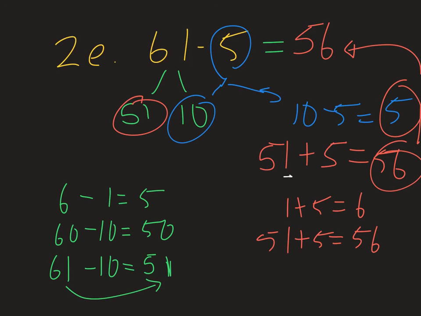This number here is a group of 1s. This number here is a group of 1s. So we add those together. 1 plus 5 equals 6. So therefore, 51, because that gets carried down too, plus 5 equals 56. And that's how we got that answer.